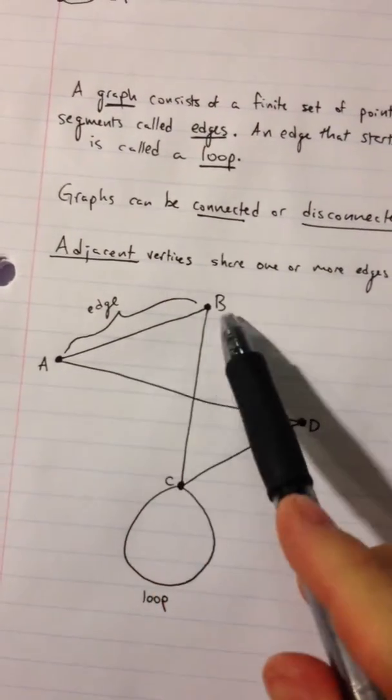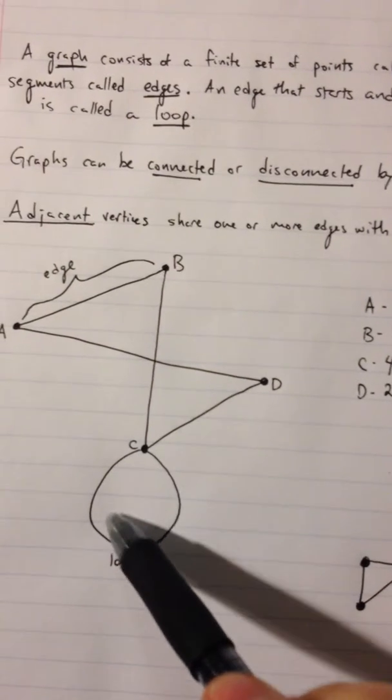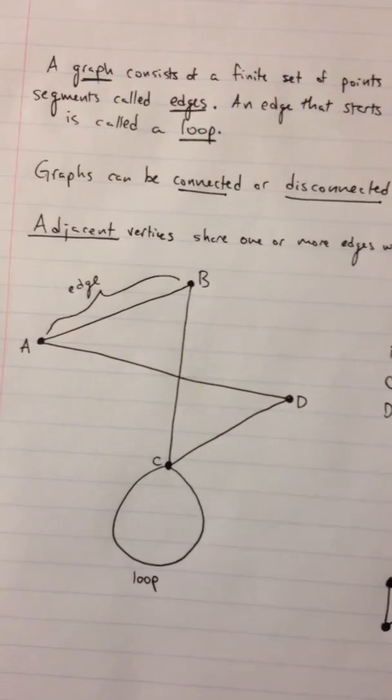Here you can see an edge on this graph I drew. Here's a loop. You can see it loops around and comes back to the same vertex. A little more vocabulary, you can also talk about the degrees of a vertex.